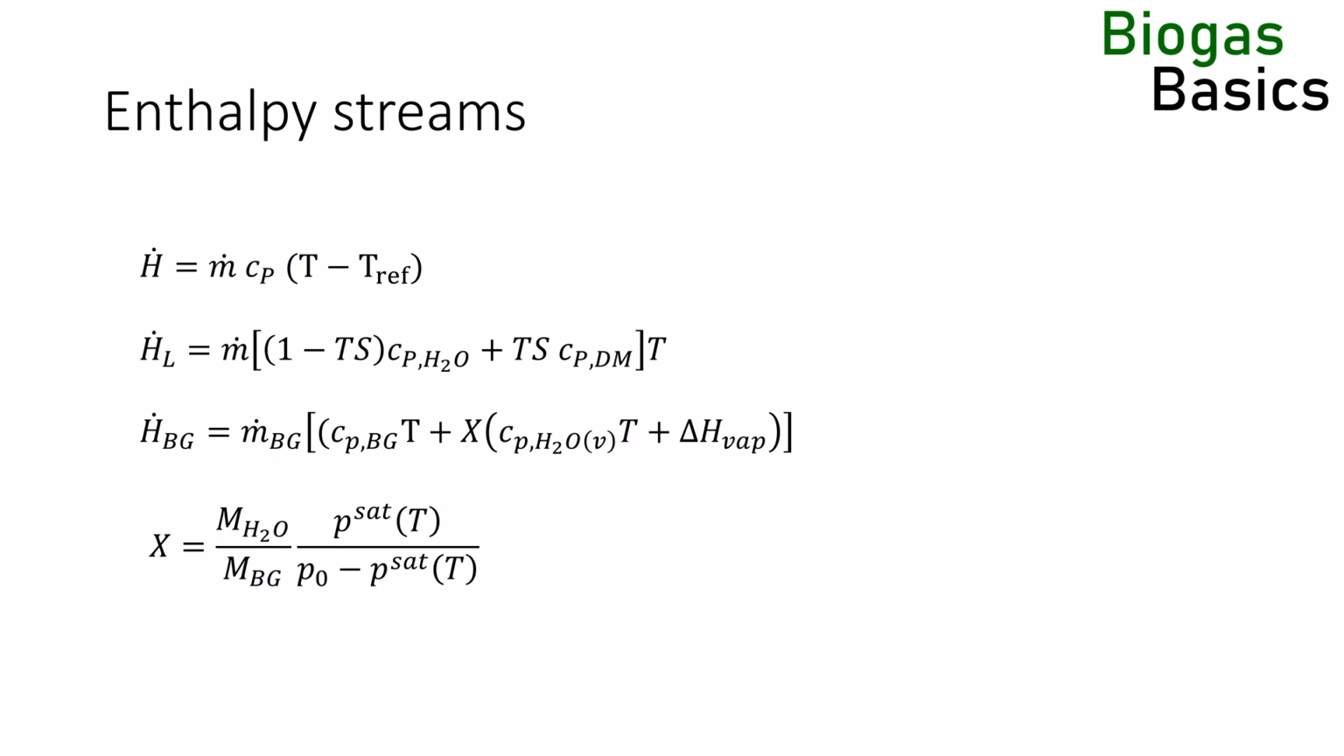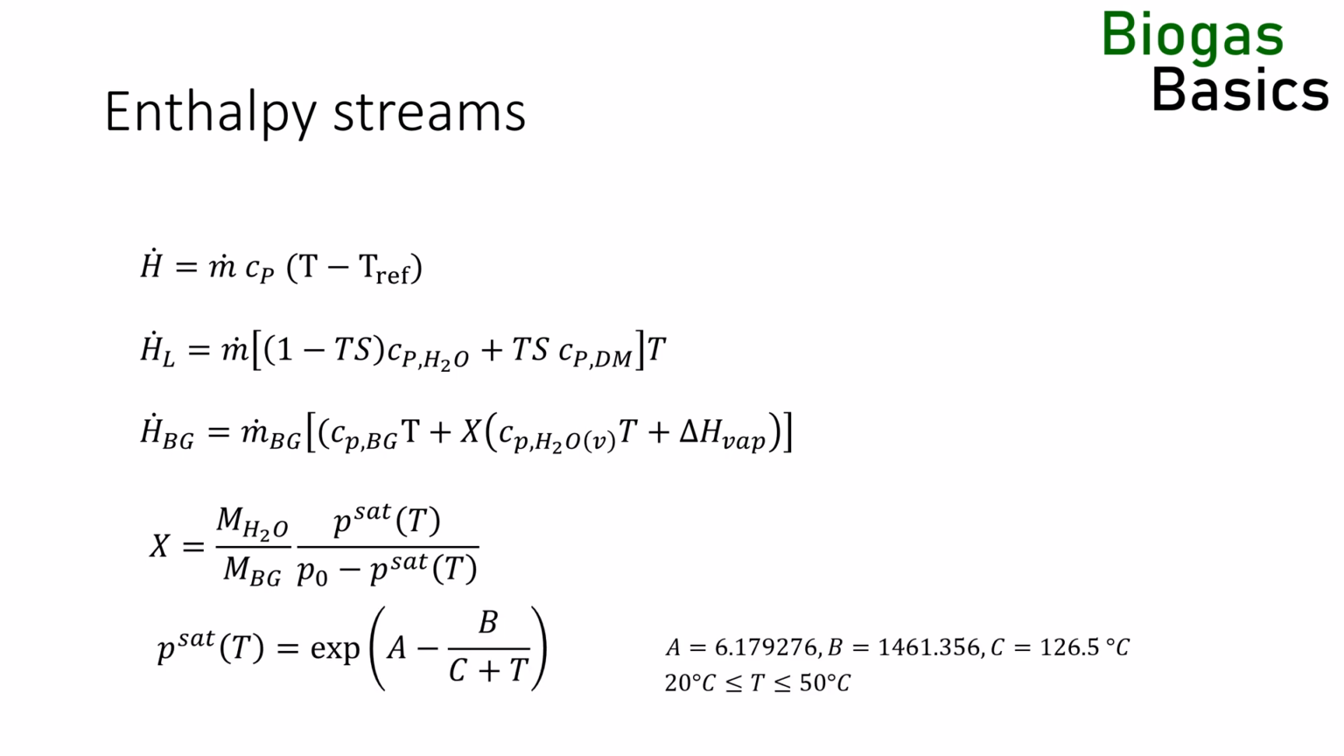It is the molar mass of water divided by the molar mass of the dry biogas, times saturation pressure over absolute pressure minus saturation pressure. We can fit the temperature dependence of the saturation pressure with the Antoine equation over the required temperature range. Vapor pressure data can be obtained from the NIST webbook.